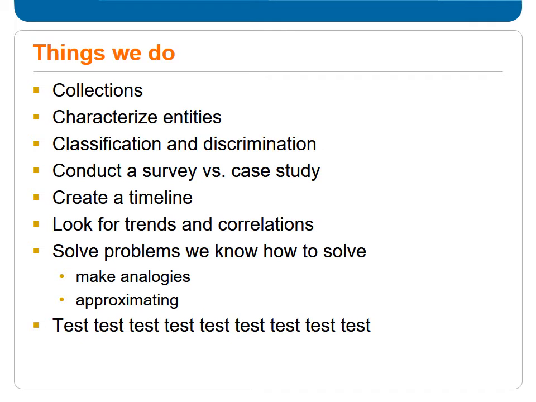Our taxonomy might change. We might pick a few members of that collection to do a case study. We create a timeline, look for trends and correlations to understand that one member of our collection in great detail. We think if we understand that one member, then we can extrapolate and we will understand all the others that are similar to it. We step back and solve problems we know how to solve by making analogies and approximating, but always we are testing our hypotheses.